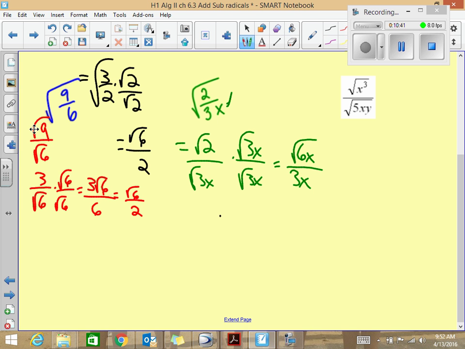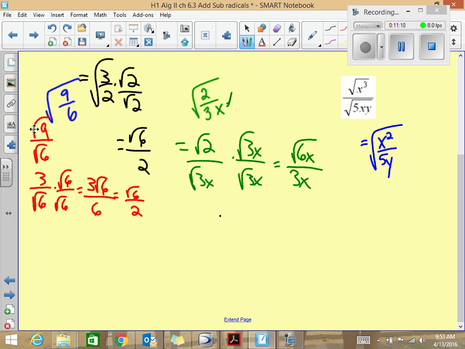Yes. Okay. All right. Let's look at this next one. So, what's one way we can clean this up first? Simplify the x's, right? We have 3 x's up top, 1 on the bottom. So first we can make it x squared radical 5y, right?